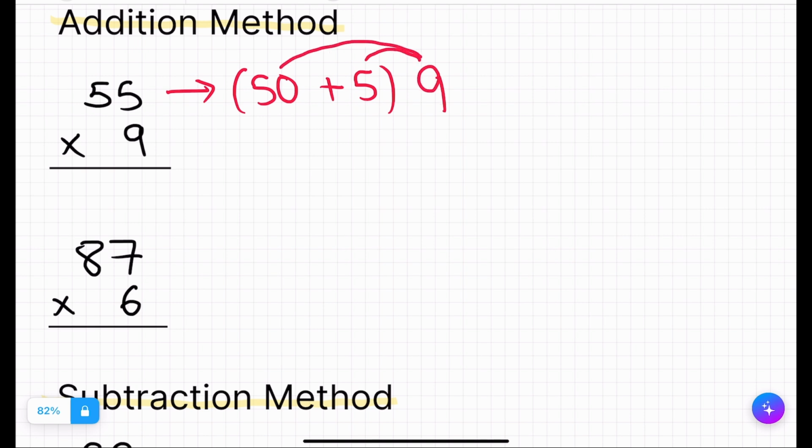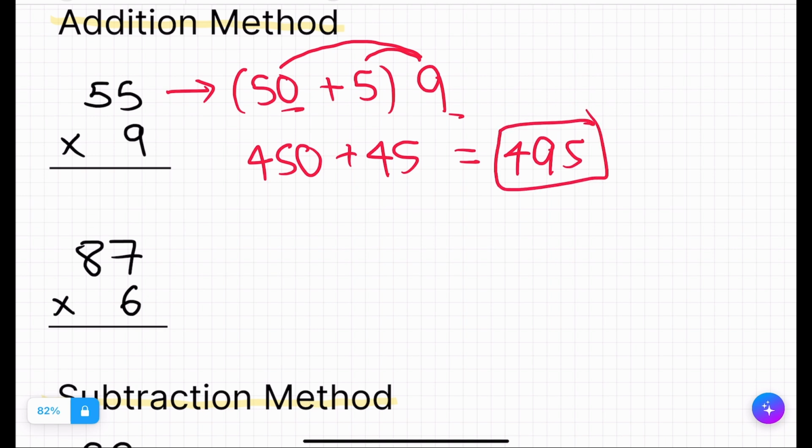First, we'll multiply 9 by 50. Well, 9 times 5 is 45, and we have a 0, so 50 times 9 is 450. And then 9 times 5 is 45. So now we just add 45 and 450, and we get 495. And there's our answer. All right, how about 87 times 6?